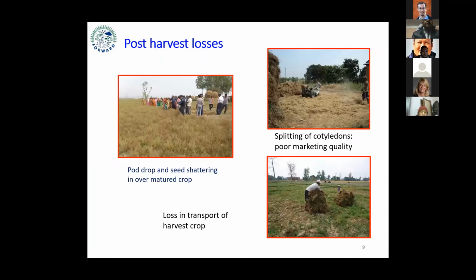Well, we can see the post-harvest losses here because of three reasons. One is the farmers harvest an overripe crop. So there is pod drop and seed scattering in the overmatured crop. Again, during threshing, there is splitting of lentils and poor marketing quality, and also losses in the transport of lentils. As we can see in the picture, there is loss in transport of the harvested crop.